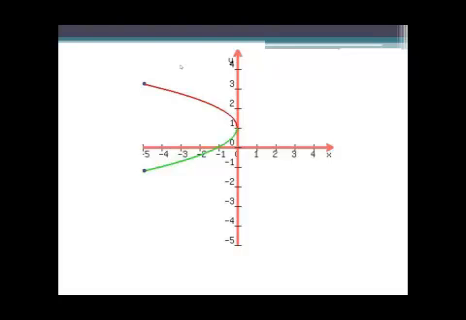All right, let's look at a parabola that opens up toward the left. So here our domain is going to go from negative 5 to 0. And then our range will go from about negative 1, we'll round, up to positive 3.